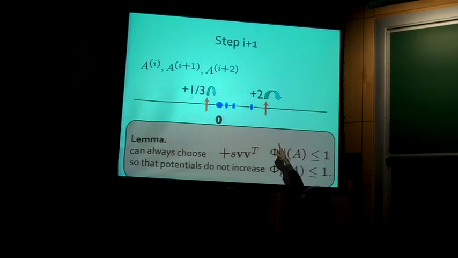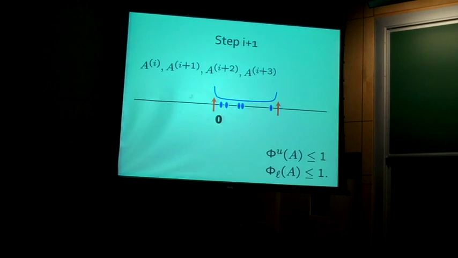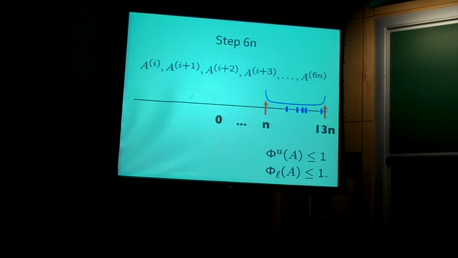I advance the upper barrier by 2 and the lower barrier by 1/3. Here's one thing. I'm not just choosing a vector. I'm choosing a vector times some scale parameter. That scaling is actually important, as I'll explain in a moment. Without that, our proof doesn't work. Okay, so when you're done, this will get us the bound of all eigenvalues lying between n and 13n.